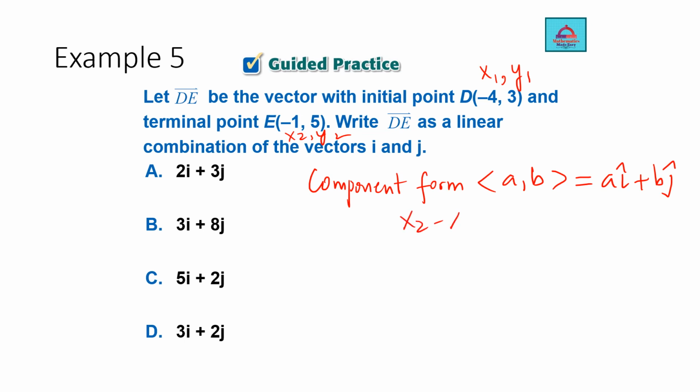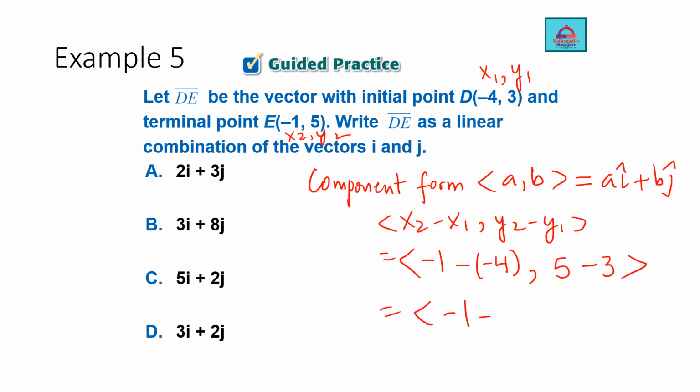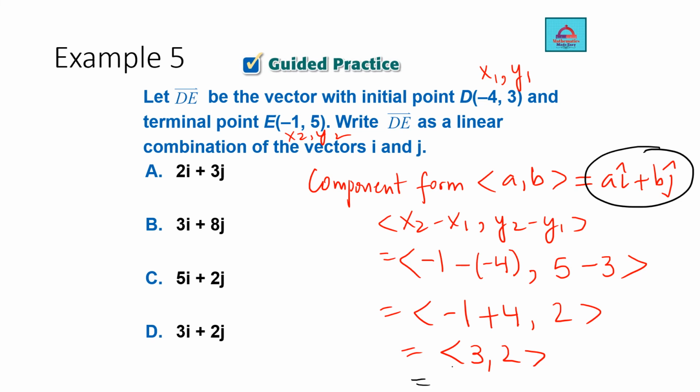Okay, so x2 minus x1 comma y2 minus y1, that's what we need. So x2 is minus 1 minus of minus 4, y2 is 5 minus 3. So this is minus 1 plus 4 and 2, which is the same as 3 comma 2. So now you've got your components. You need to write them in the linear combination form. So this will be 3i plus 2j, because 3 is the horizontal component, 2 is the vertical component. So how many of you got this? Let me know in the comment section if you did this question correctly.